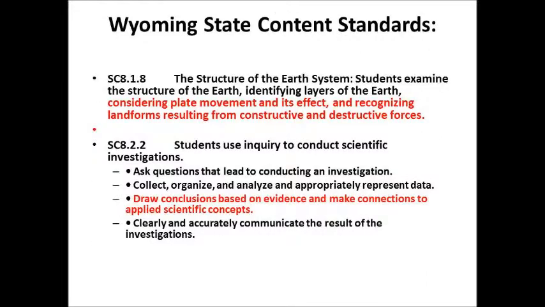Listed here in red is the Wyoming State Content Standards that this lesson meets.